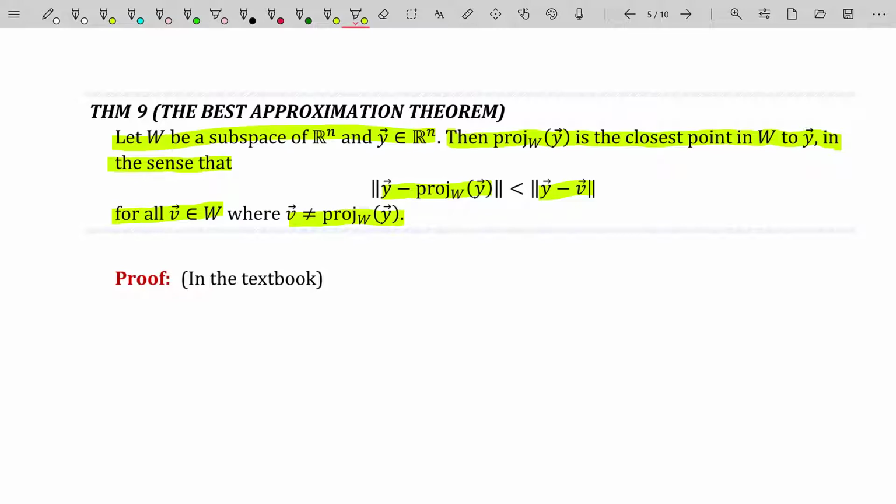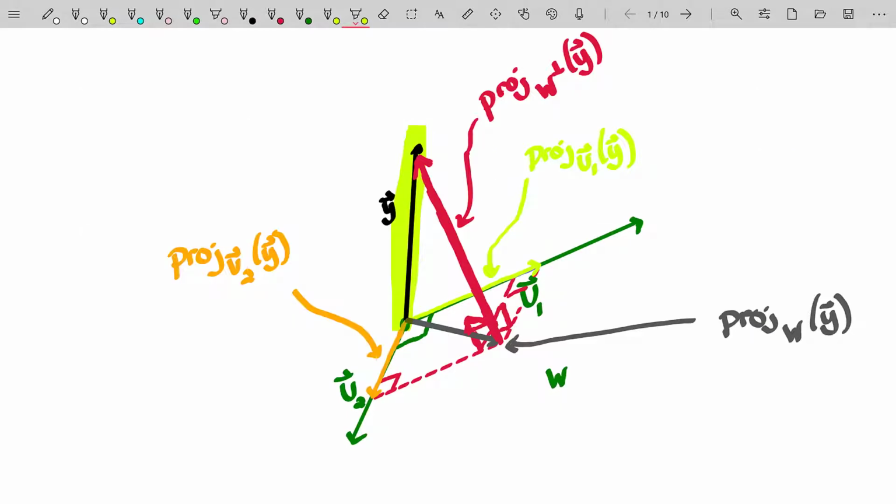And rather than doing a proof, which is normally in a textbook, I'm going to go ahead and just show you the visual of it. And this visual actually gives us another theorem as you were looking at it. So here's our vector y. I've highlighted it right here. And we want to know what's the shortest distance between the tip of that vector and that plane that is the span of u1 and u2.